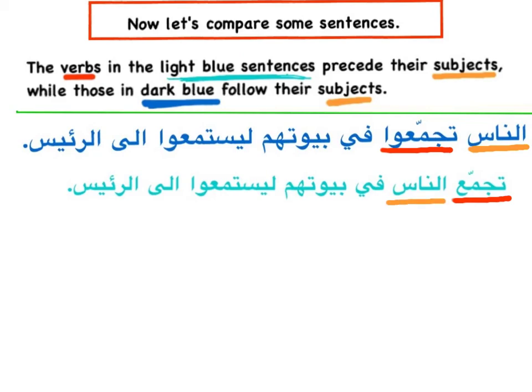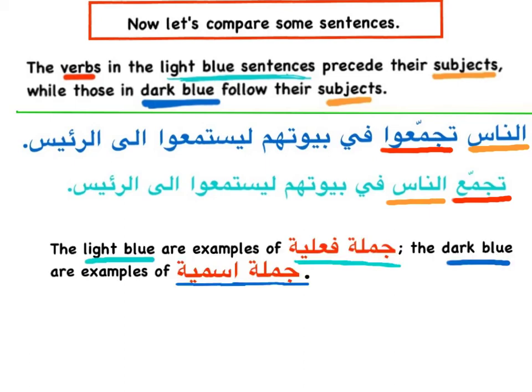So we said that both sentences mean the same, and the difference is in the position of the verbs. And this is what we call جملة فعلية versus جملة اسمية. So جملة فعلية are the light blue ones, and it's called فعلية because it starts with a فعل, and the dark blue sentences are called جملة اسمية because they start with a noun, with an ism, and that's the only distinction.